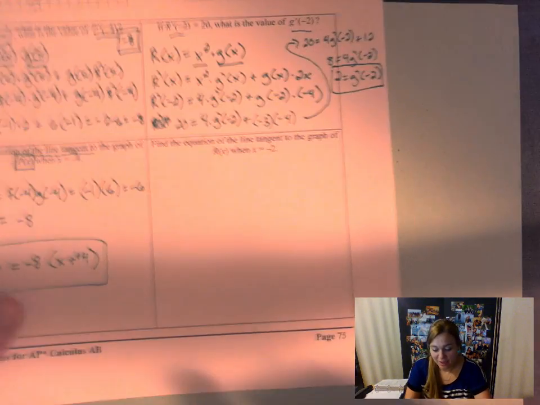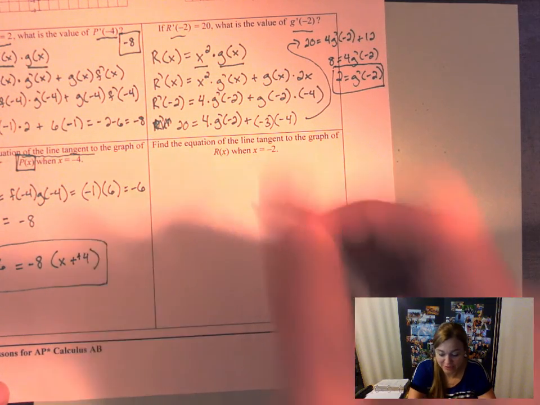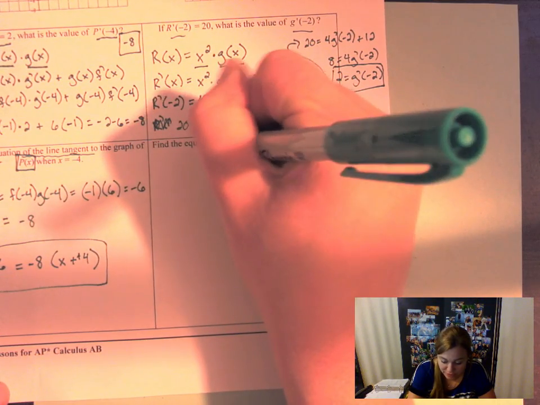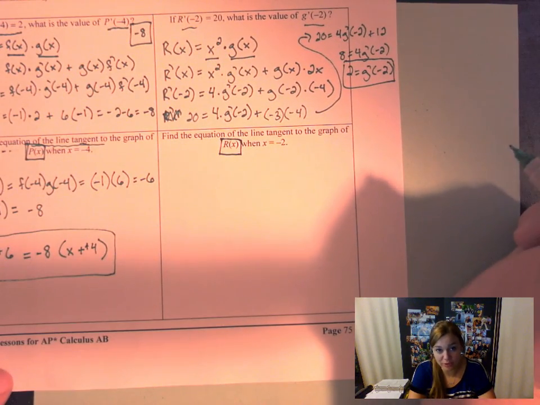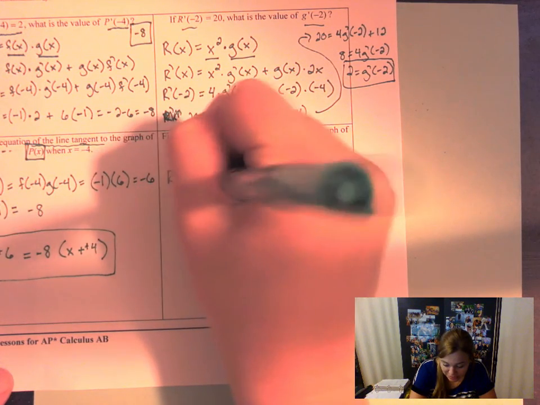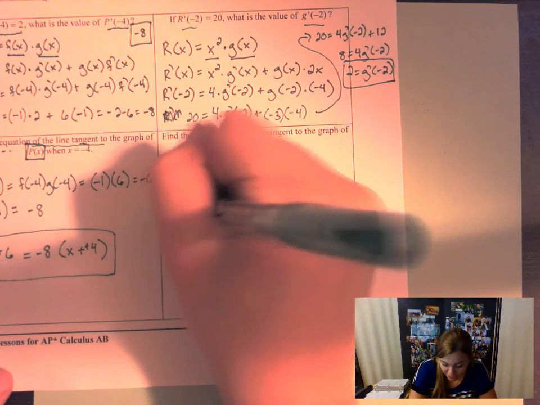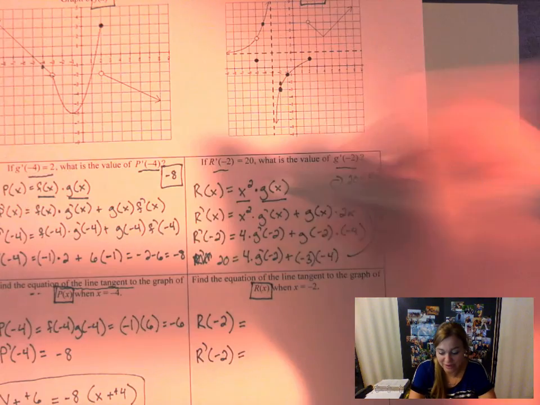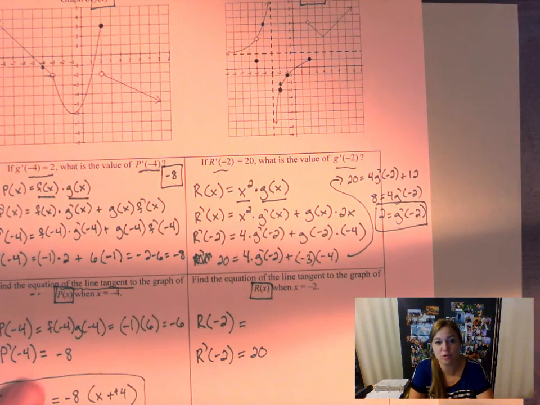Yeah! Then down here it says find the equation of the line tangent to the graph of r of x when x equals negative 2. Be really careful to make sure that you're doing r of x. And to do r of x, I need a slope and a point. My point is going to be whatever r of negative 2 is. My slope will be r prime of negative 2, which was actually given to us already up here as 20. So we don't have to do more work for that one.